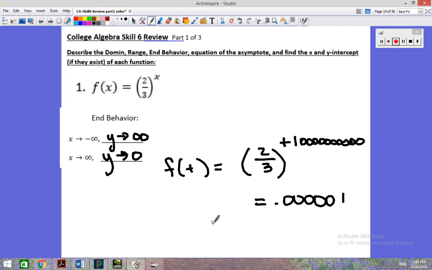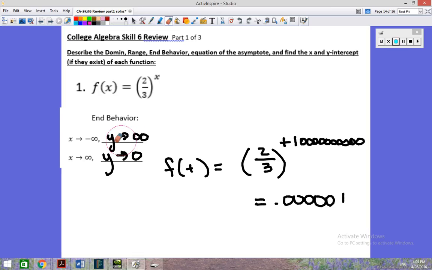So that's thinking about it algebraically, in terms of number sense, in terms of just thinking about what happens when you plug in numbers that are really, really small, or what happens to the output of this function as you plug in numbers that are really, really large.